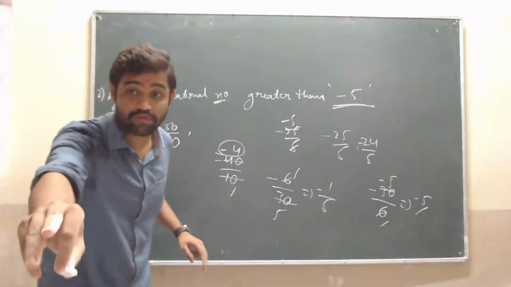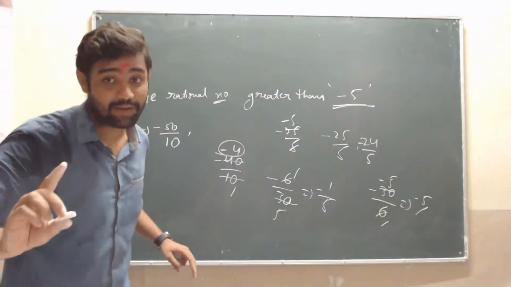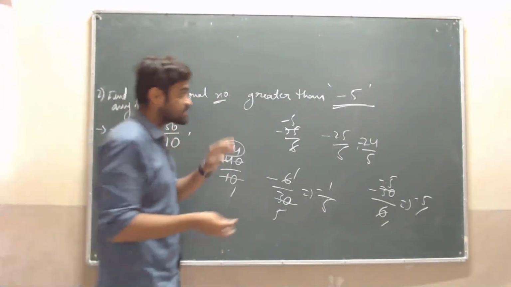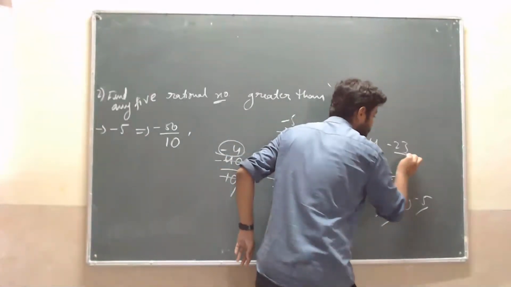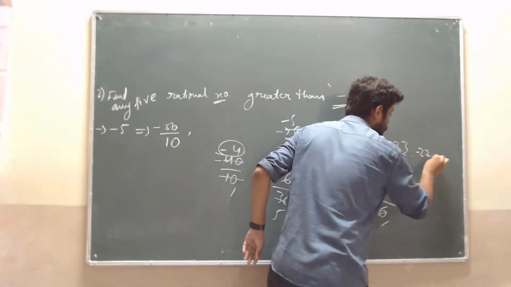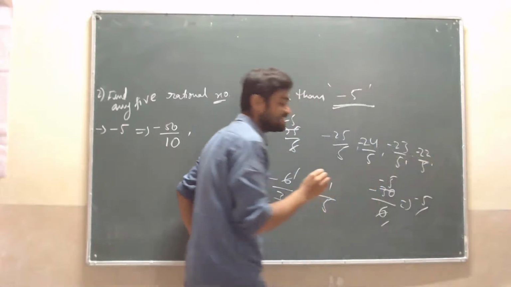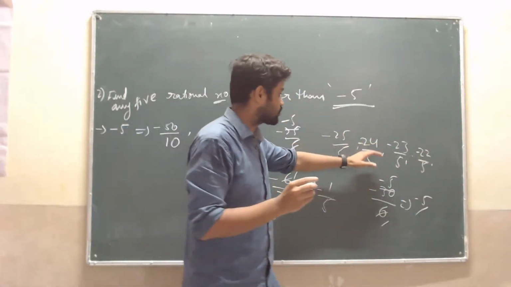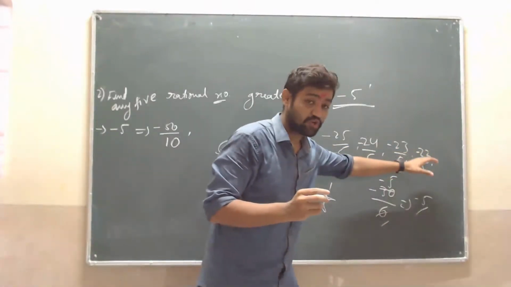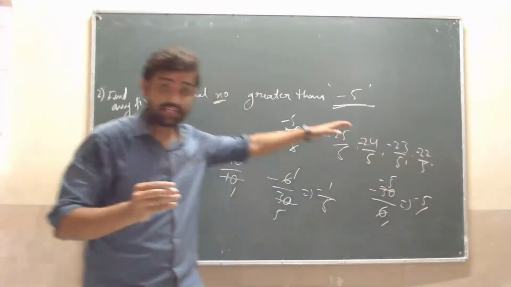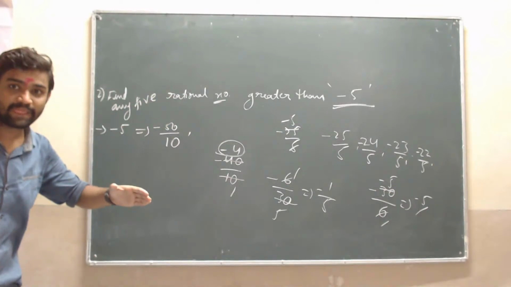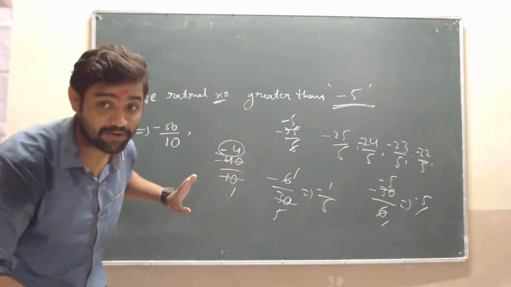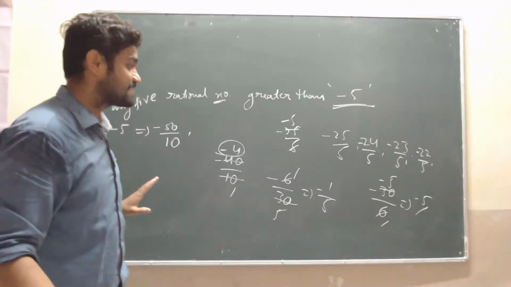Yes, minus 24 by 10 is greater than minus 5. Then how many has he asked? 5 numbers. That is minus 23 by 5, minus 22 by 5. That is minus 24 by 5, minus 23 by 5, minus 22 by 5, minus 21 by 5, minus 20 by 5. These numbers will be greater than minus 5. Yes, Kalavati, now you have got minus 30 by 6.